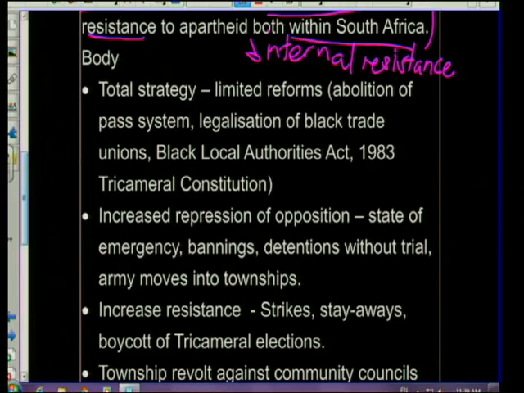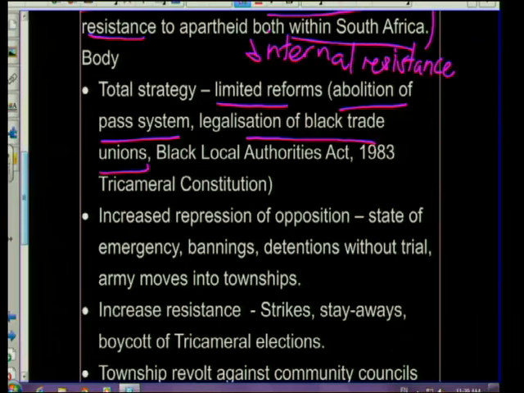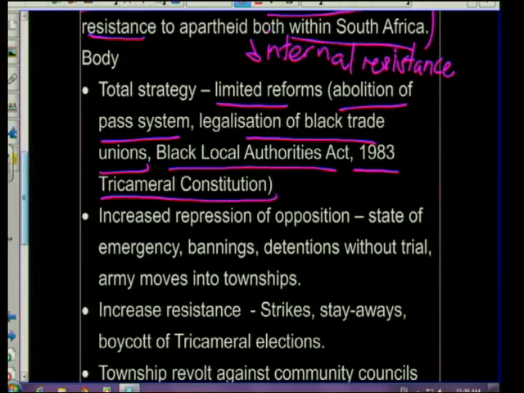Now let's have a look at what you would include in your body. Let's look at the total strategy. These were limited reforms like the abolition of the pass system, that is kind of letting down their guard in terms of the pass laws, the legalizing of black trade unions to an extent, also not forgetting the Black Local Authorities Act, where black homelands were kind of given a little leeway on their independence to kind of rule on their own. And also, very important, the 1983 tricameral constitution.